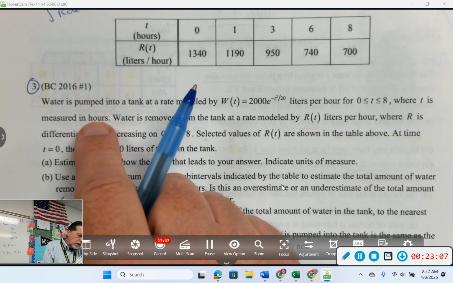Wait, little note to self here. We started this one at like 23 minutes. We'll see how long it takes. I can safe stop that.